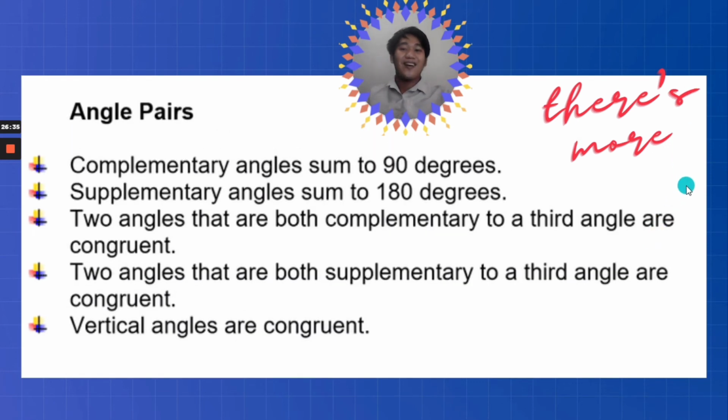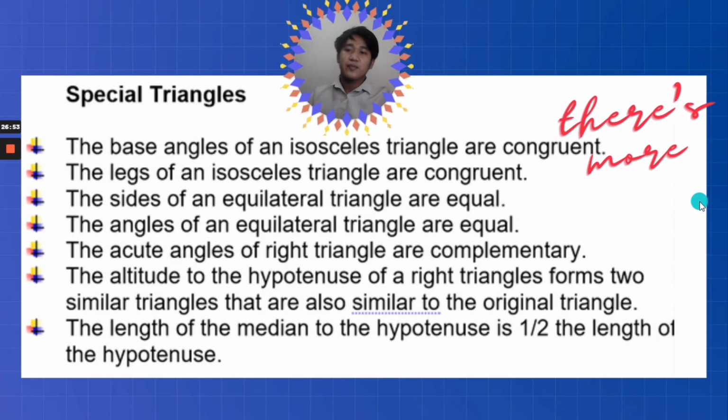Angle pairs. Also, we have these complementary angles in grade 7. Also, here in grade 8, you will encounter them. Supplementary angles. Two angles that are both supplementary to a third angle are congruent. Vertical angles are congruent. All these, okay, are theorems. So, meaning they are already proven. And, of course, as students, you should experience also to prove something. And in our last weeks of third quarter, I guess, you will experience proving. Like, you're going to prove triangles. Here it is, special triangles. Base angles of isosceles are congruent, etc., etc., etc.